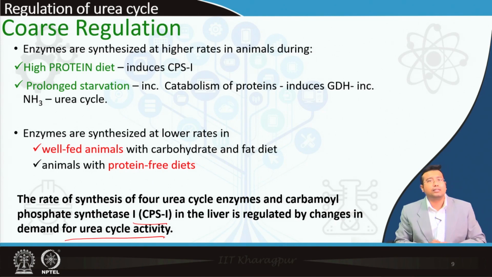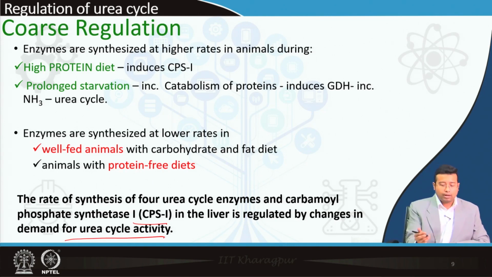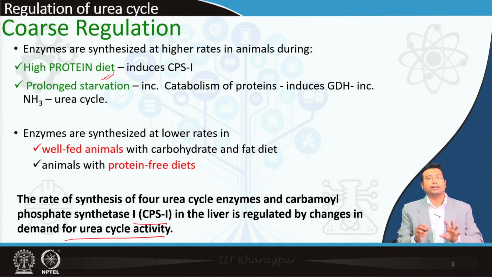So, when will there be increased demand? In case of a high protein diet. In case of a high protein diet, more and more nitrogenous waste will be produced, and more and more urea cycle will be needed to get rid of that waste.